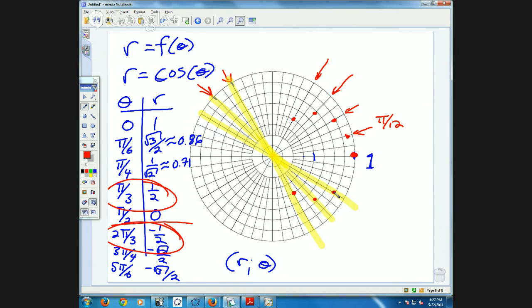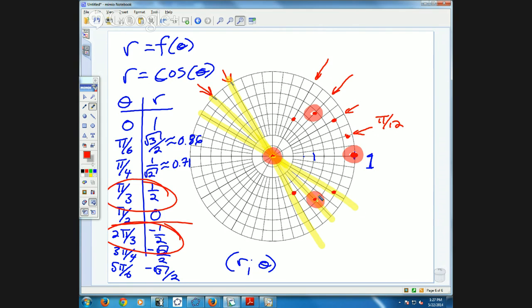Okay, here's my points. This middle one got covered up. What does it look like we might have graphed? So I'm going to measure something here. What is the distance between this point right there and this point right here? 1. What is the distance between that point right there and that point right there?